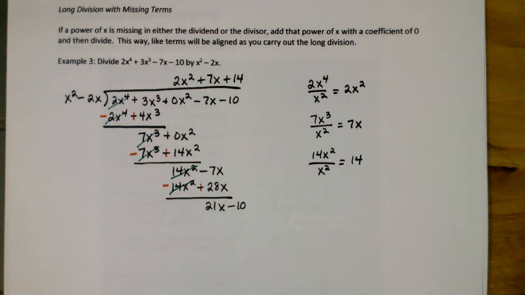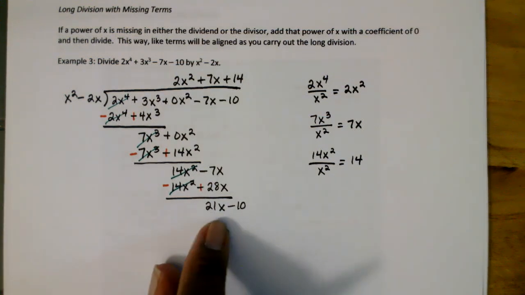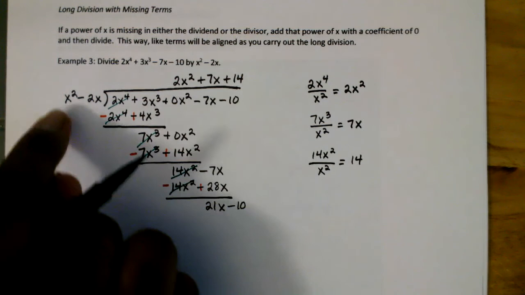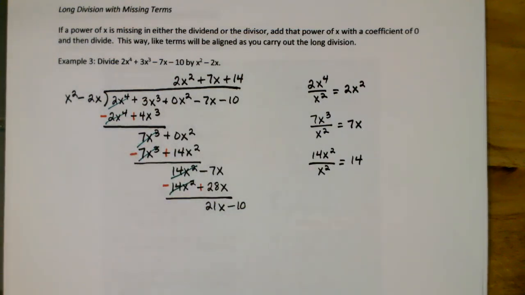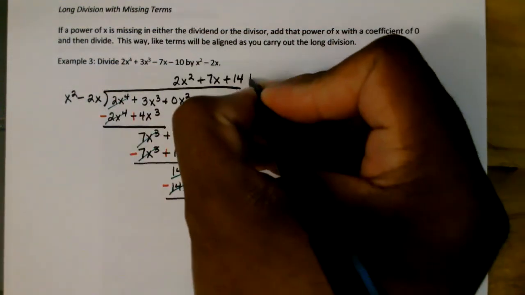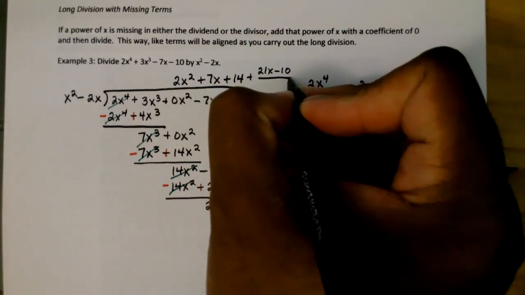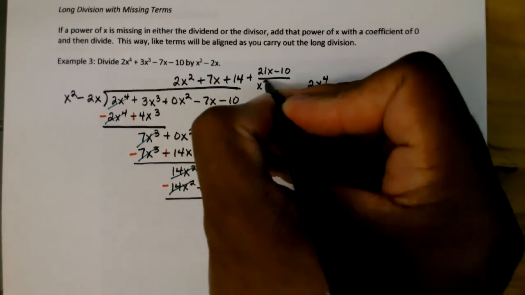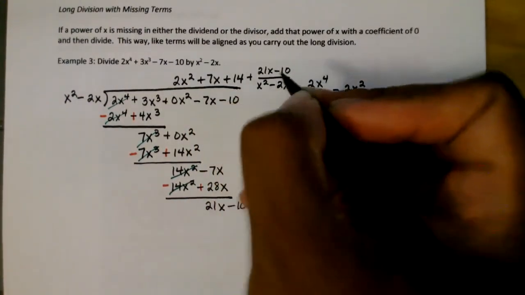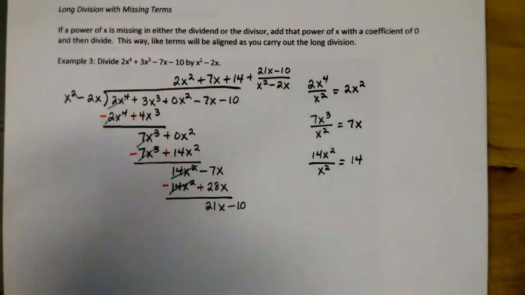Now notice I can stop right here because the highest exponent here is less than the highest exponent in the divisor. So 21x minus 10 would be my remainder. So I'm going to have 2x squared plus 7x plus 14, and then I'm going to add that remainder of 21x minus 10 all over the divisor x squared minus 2x. And this quotient and the remainder is the final answer.